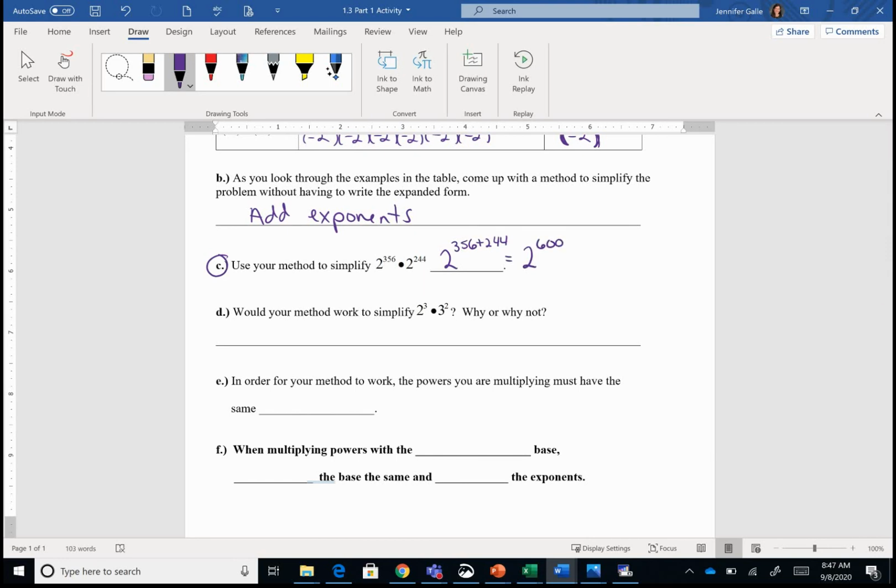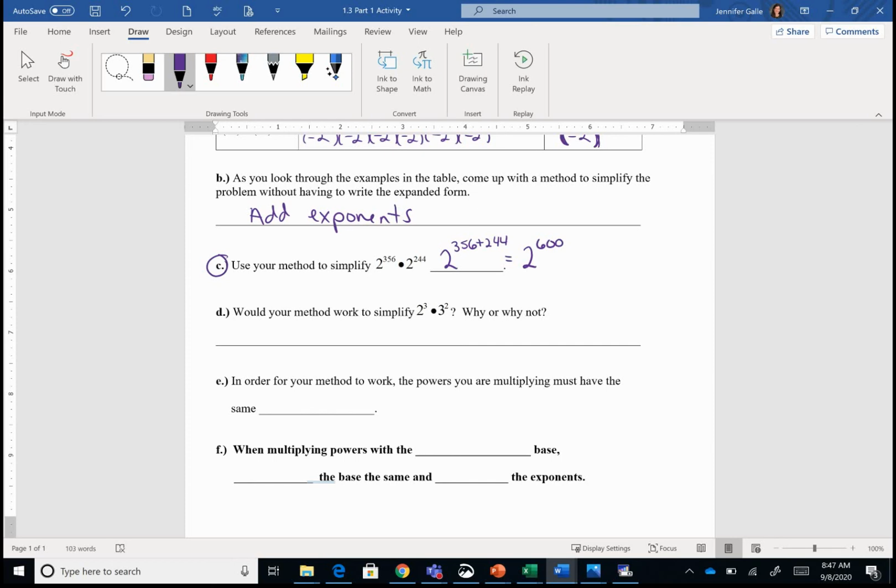Because usually I get students who are like, Miss Golly, why do we have to know the laws? I know how to expand out. Let's just move on. Well, what happens when our exponents are a little bit too big? Trying to write out 600 2's, that would take you most of class. Okay?